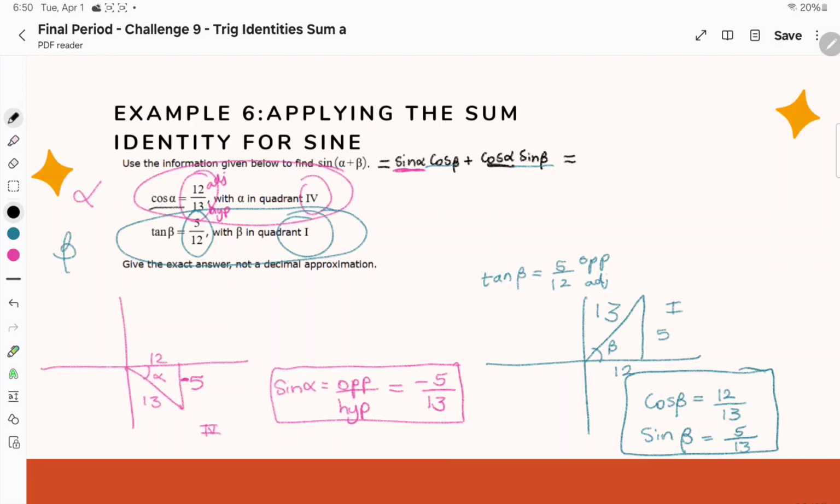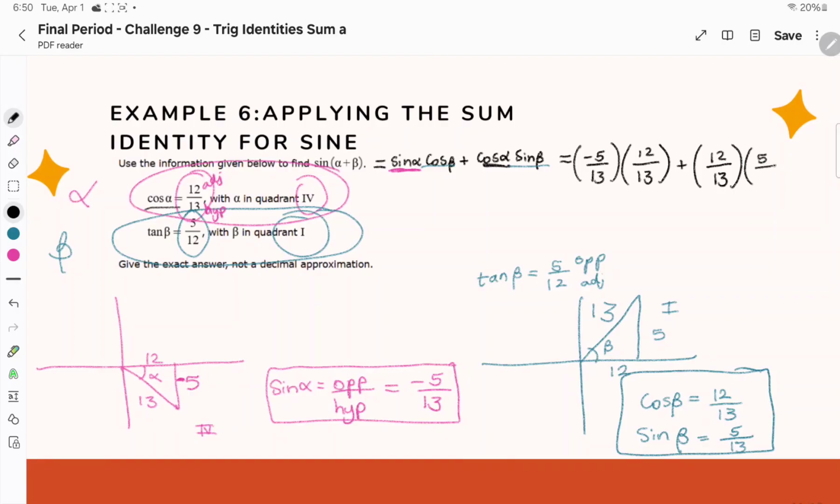Sine of alpha was minus 5 over 13, and I'm going to multiply that by cosine of beta, which is 12 over 13. And then I'm going to add cosine of alpha, which is 12 over 13 again, and sine of beta, which is 5 over 13. And again, I multiply these two together and then these two, and we're gonna add them.